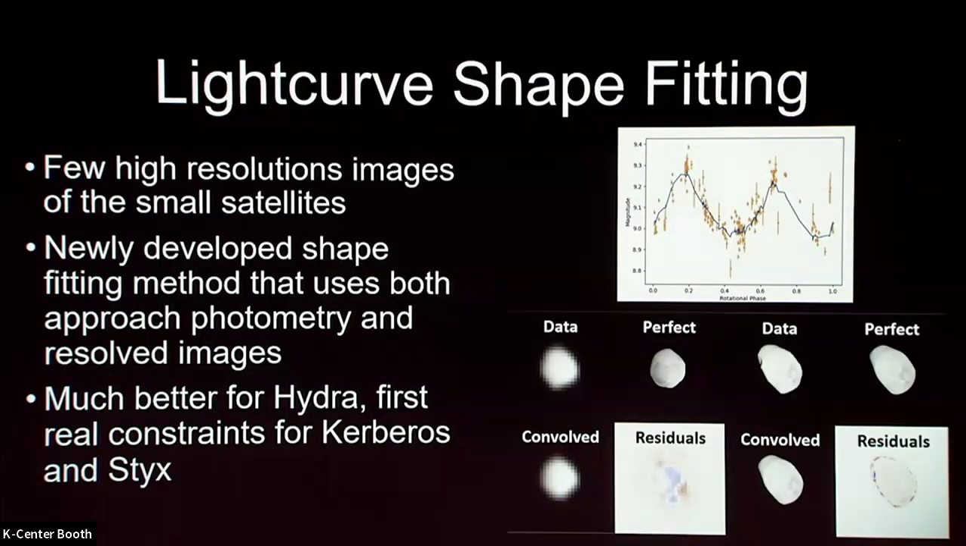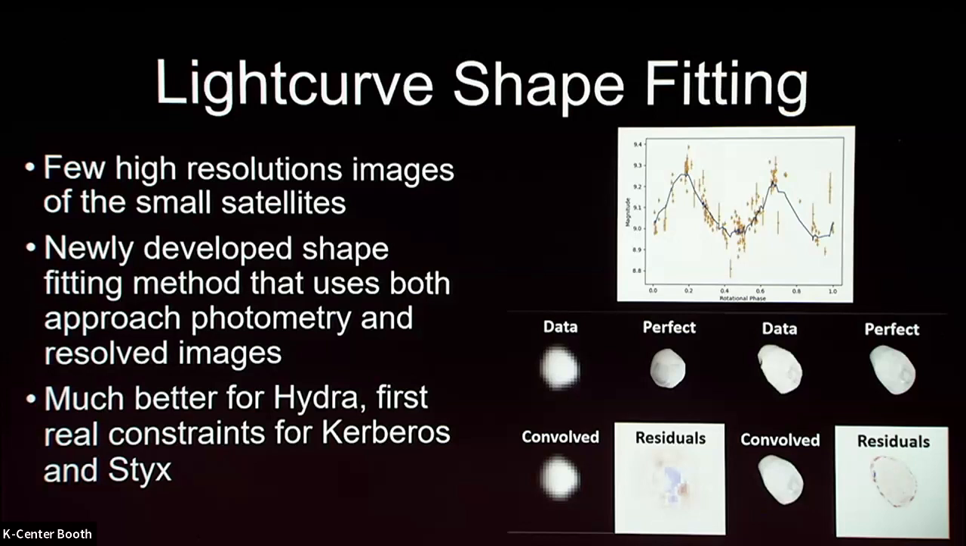So for doing the shape models of the objects, we have a very limited amount of data for these. We have like 6 resolved epochs for Styx. We've got 5 for Hydra. We've got 2 for Kerberos and 1 for Styx. It's not a lot. But what we do have a lot of is this approach photometry from New Horizons, because we were looking at them as they were coming in. Now it's only at a single phase angle, but it's fairly dense.